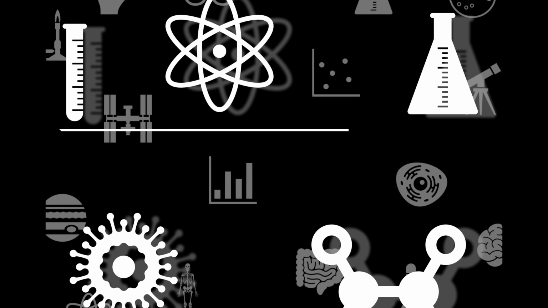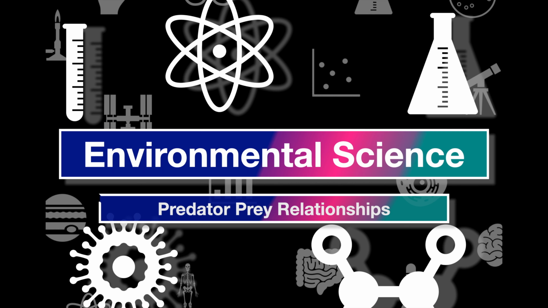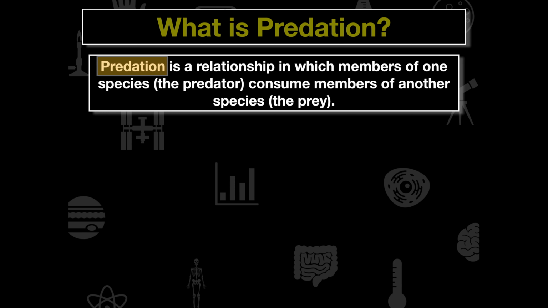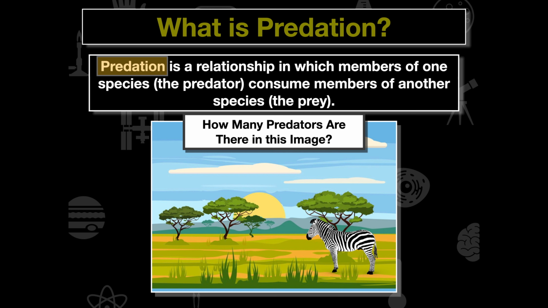Alright, ladies and gentlemen, this is going to be the next video on environmental science, specifically going through predator and prey relationships. Let's get started on this next video. So in order to understand this relationship and how predator and prey evolve, we have to understand the process of predation. Predation is a relationship in which members of one species, the predator, consume members of another species. So if we're looking at this image here, a predator is just an organism that consumes another organism.